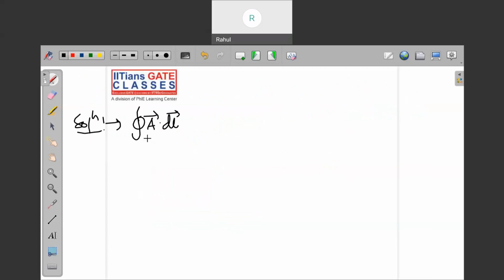So we have to consider here the line integral as circulation, right? We have to move around this path from A to B, from B to C, from C to D, and from D to A. So what integral are we going to get? This is going to be from A to B, one path there, plus B to C, plus C to D, and plus D to A.